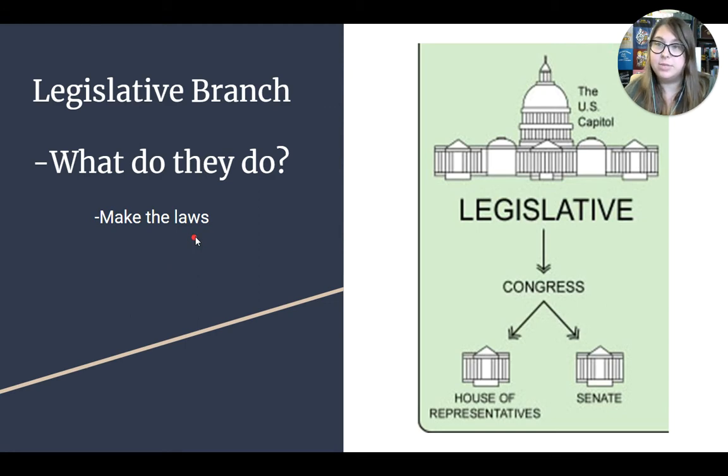So on your KWL chart, if you're only going to write down one thing, we want to write down that the legislative branch is in charge of making the laws. That's our most important thing.